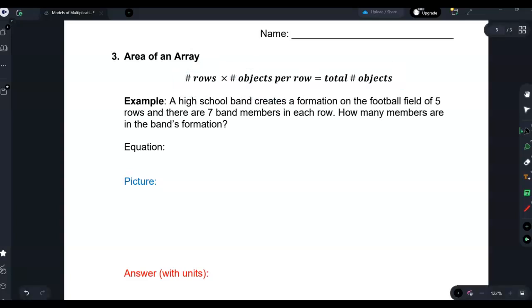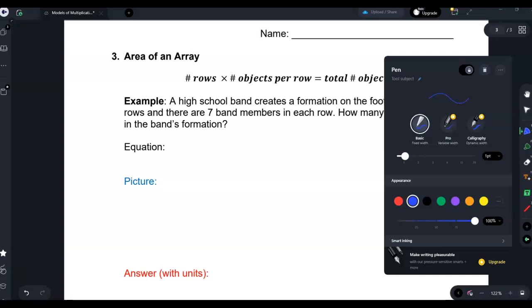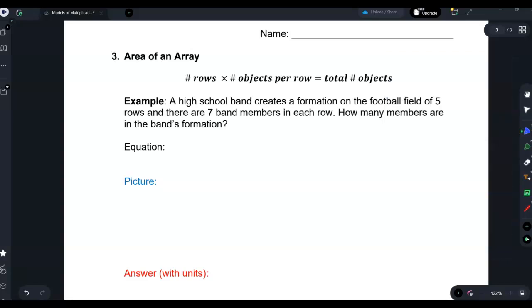right? So if we look at this example, this says a high school band creates a formation on the football field of 5 rows, and there are 7 band members in each row. How many members are in the band's formation? So if you note that this is just multiplication, then we could just write our setup equation and solve it, and we don't necessarily need a picture. Some students, especially when you introduce this, would like that picture.